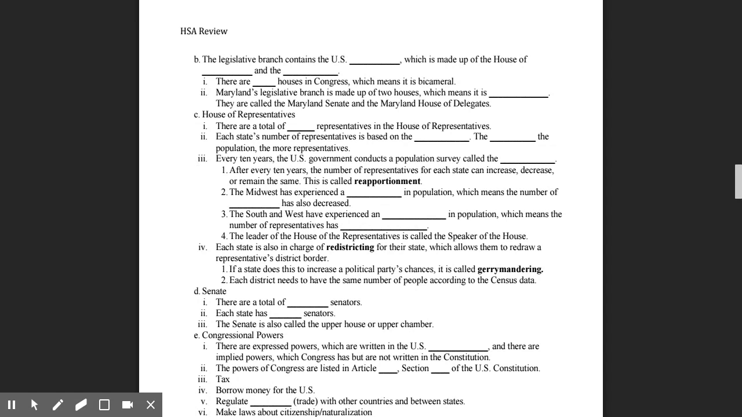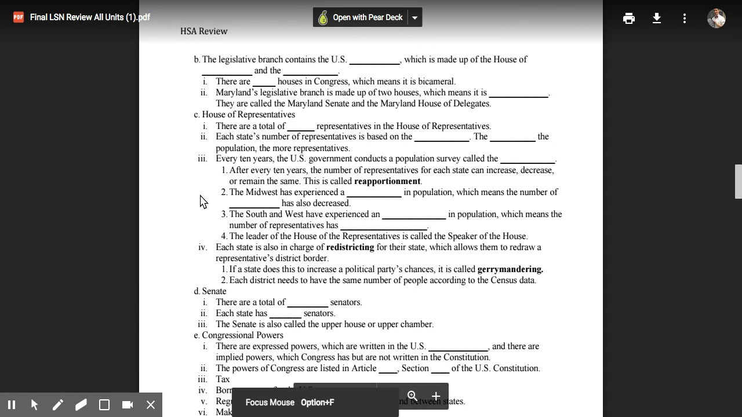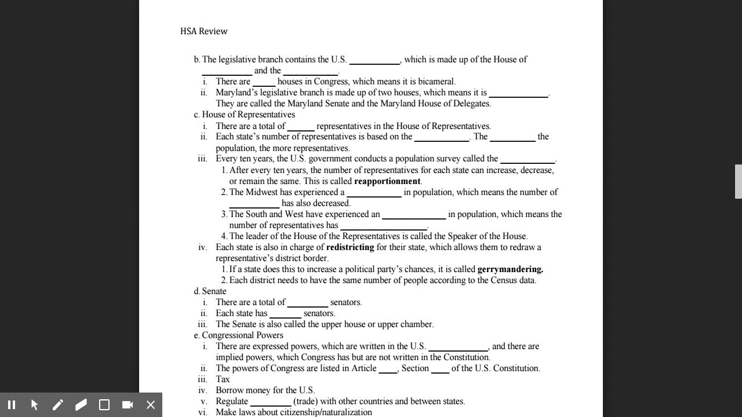Every 10 years, the U.S. government conducts a population survey called the census. After every 10 years, the number of representatives for each state can increase, decrease, or remain the same. This is called reapportionment. The Midwest has experienced a decrease in population, which means the number of representatives has also decreased. The South and West, however, have experienced an increase in population, which means the number of representatives has increased.